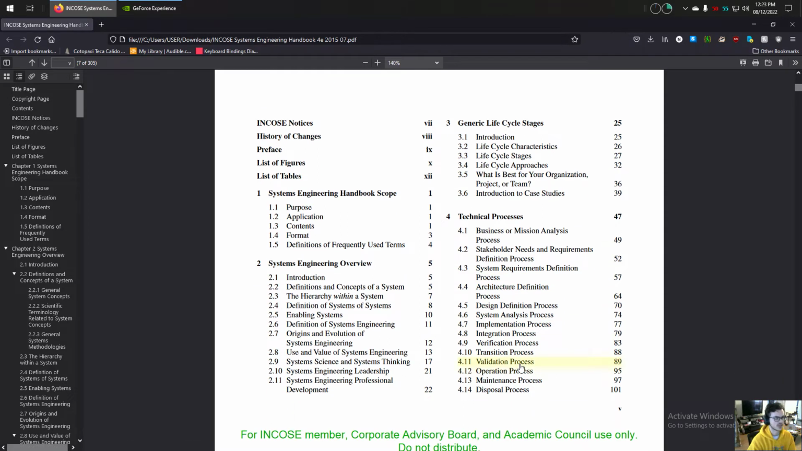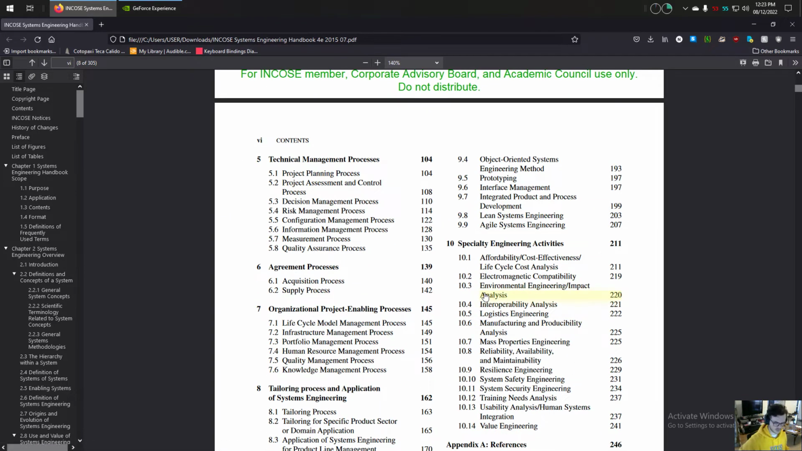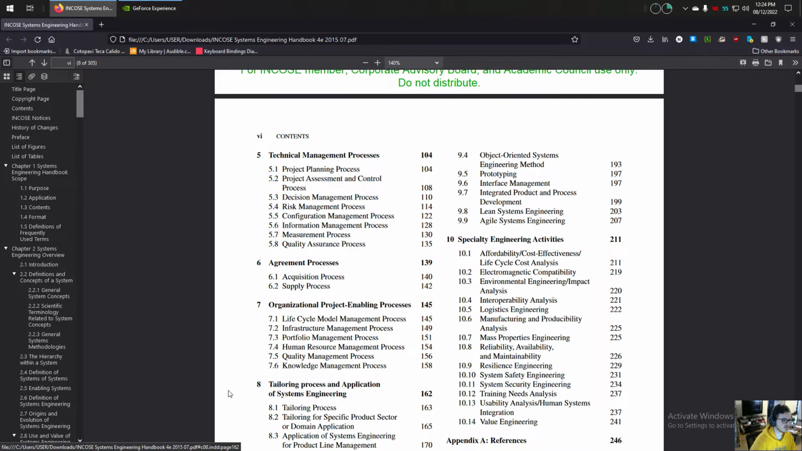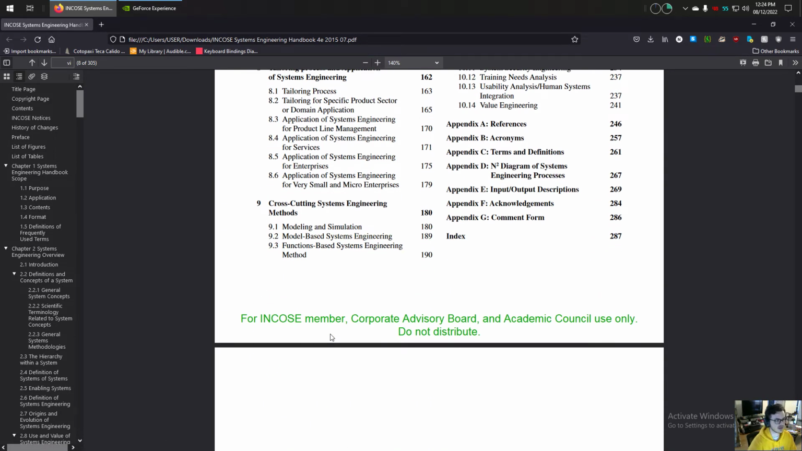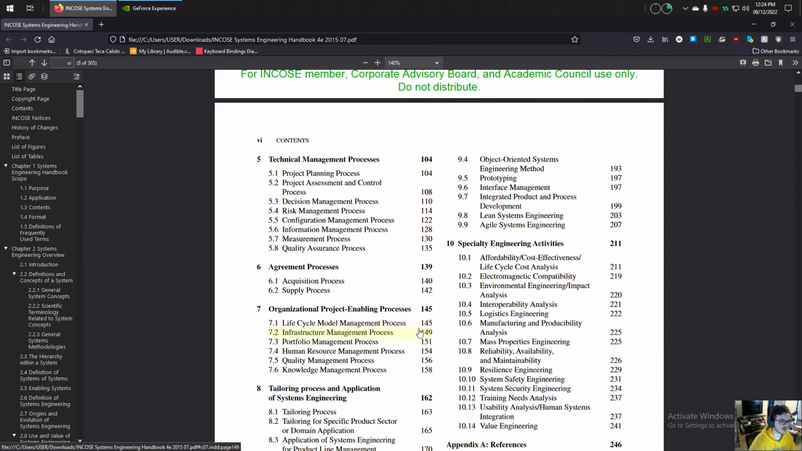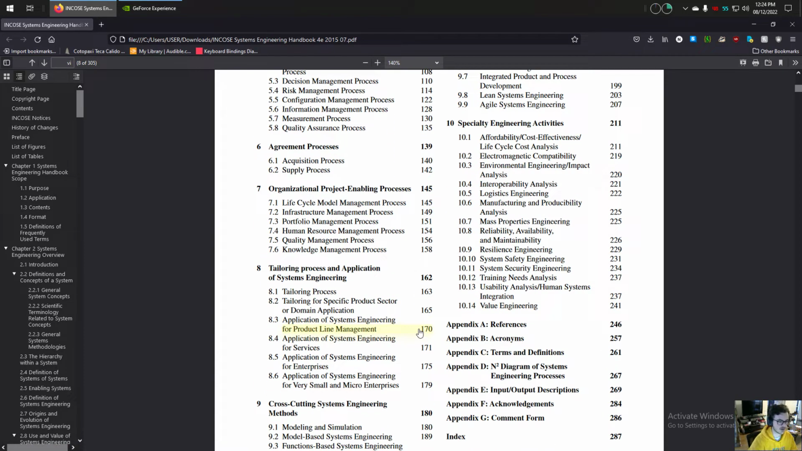The contents. Chapter 1 is Systems Engineering Handbook Scope. Chapter 2 is Systems Engineering Overview. Chapter 3 is Generic Lifecycle Stages. Chapter 4 is Technical Processes. Chapter 5 is Technical Management Processes. Chapter 6 is Agreement Processes. Chapter 7 is Organizational Project Enabling Processes. Chapter 8 is Tailoring Process and Application of Systems Engineering. Chapter 9 is Cross-Cutting Systems Engineering Methods. Chapter 10 is Specialty Engineering Activities.